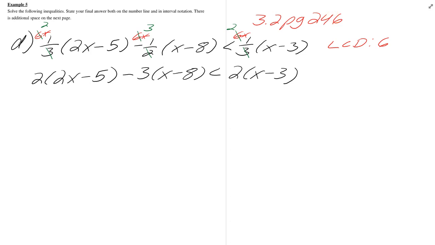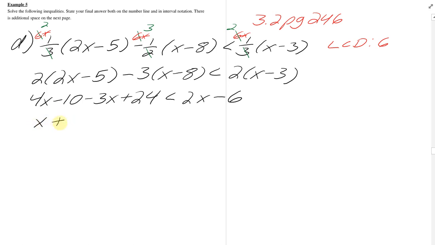Okay, so now I can go ahead and distribute. So this is 4x minus 10 minus 3x plus 24. Make sure that you properly distribute that 3. And this is going to be less than or equal to 2x minus 6. Okay, so now I can go ahead and collect my like terms. So 4x minus 3x is x, plus 14 is less than or equal to 2x minus 6.